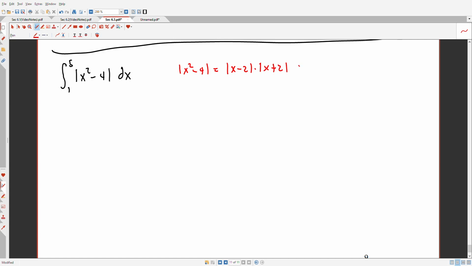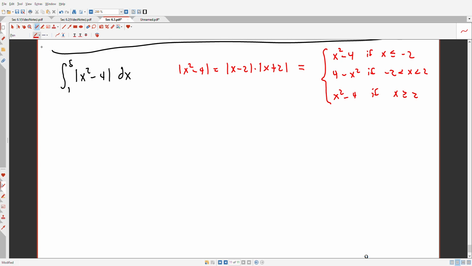So if you really think about this guy, x squared minus 4 is going to be itself if x is less than or equal to negative 2. It's going to be itself if x is bigger than or equal to 2, but we're going to need to fix it with a minus sign if x is between negative 2 and 2.